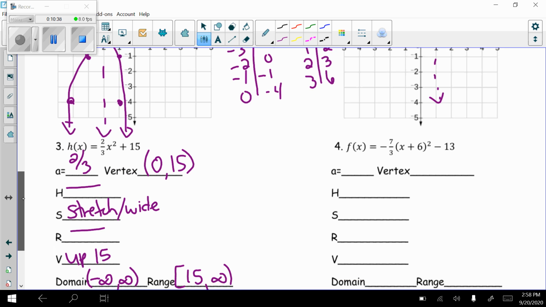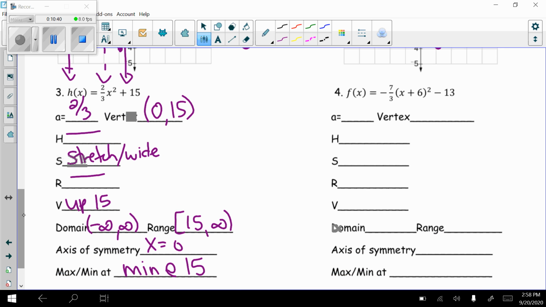All right, so let's look at number 4. f of x equals negative 7/3 (x plus 6) quantity squared minus 13. My a is negative 7/3. For my vertex, I have parentheses, so it comes out opposite: it's a plus 6, so negative 6, negative 13. The h value came out as a negative 6, so it moves left 6. Okay, my a value is 7/3, which is greater than 1, so it shrinks it, or makes it narrow.